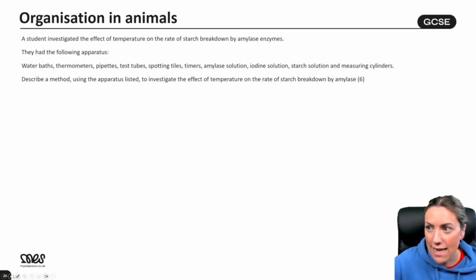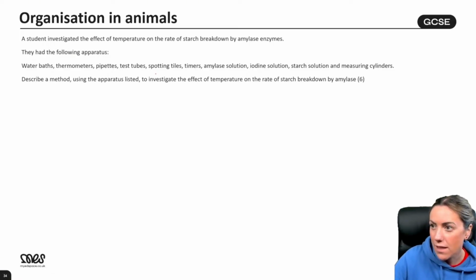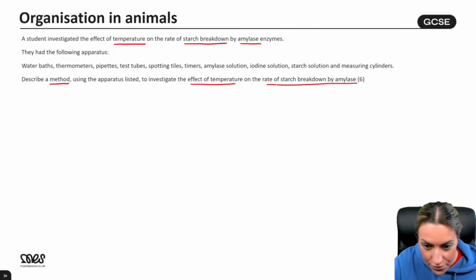A student investigated the effect of temperature on the rate of starch breakdown. Right, so we're investigating the effect of temperature on the rate of starch breakdown by amylase. We've got a list of apparatus. Describe a method using that apparatus to investigate the effect of temperature on the rate of starch breakdown. Okay.